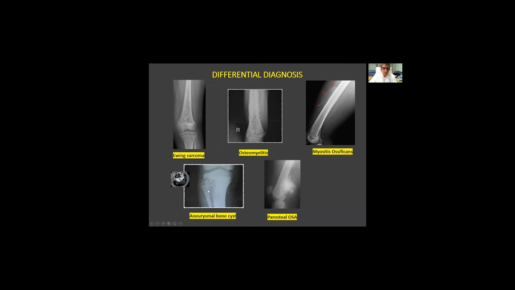Aneurysmal bone cyst is a benign aggressive tumor that can develop in the metaphysis of long bones in children and adolescents and can extend into nearby soft tissue. It is a completely lytic lesion that can be misdiagnosed with a telangiectatic osteosarcoma, even after doing the MRI pictures, and the diagnosis is also based on the histology.